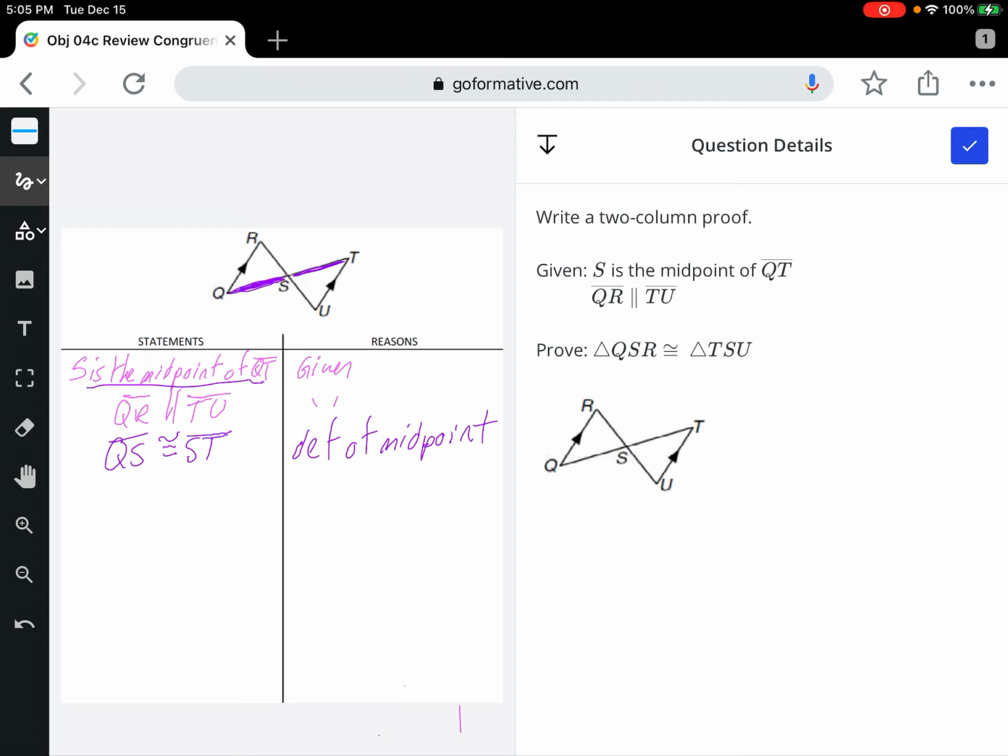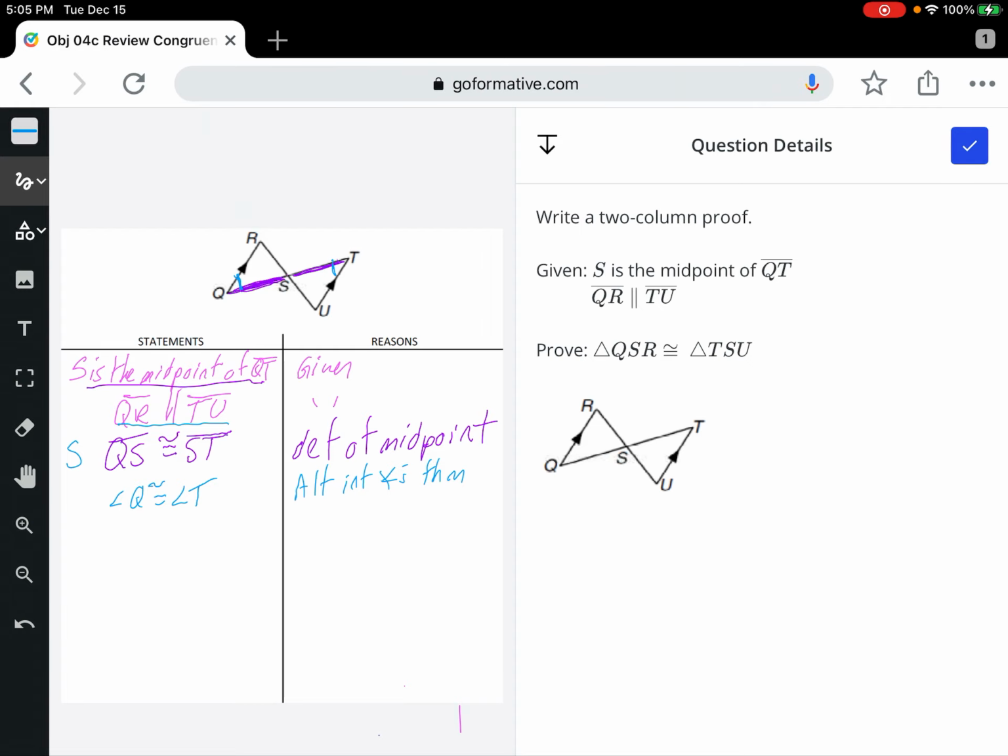Next thing, I use my other given. So right now we have a side. I know that QR is parallel to TU. So I know angle Q here must be congruent to angle T. Okay, and that's going to be alternate interior angles theorem.